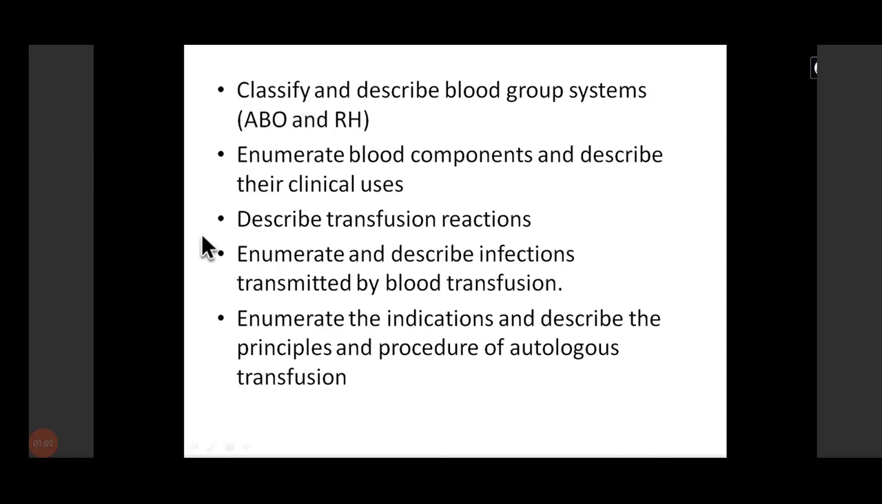I'll be describing transfusion reaction, and in two to three lectures today, you'll have a lot of case histories on the transfusion reactions. Then enumerate the infections of blood transfusion. You get short notes on this a lot of times, and autologous transfusion is a new addition. I have taken this lecture last year also. As per NMC, this is a new addition.